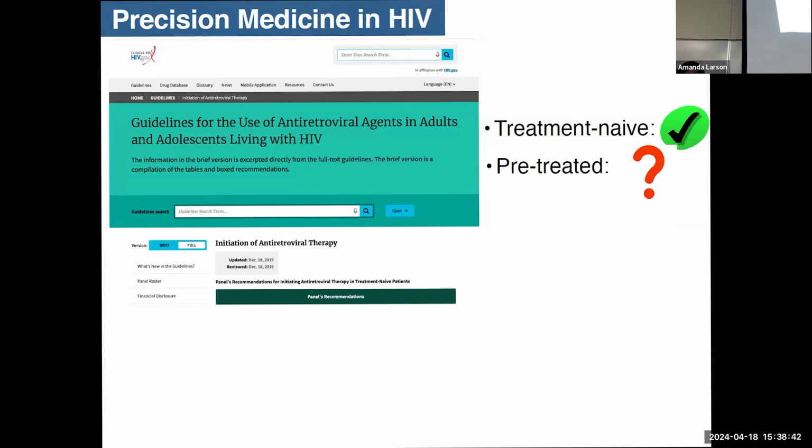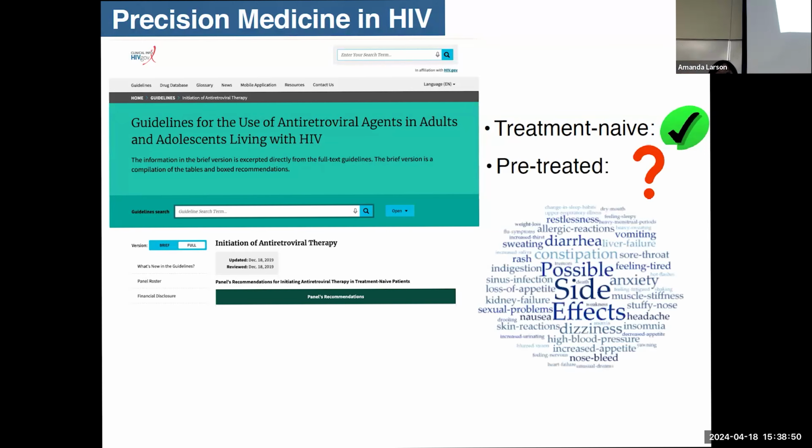And how can we assign them the optimal treatment? There's no consensus for assigning ART drugs for pre-treated people. And also, the guideline didn't consider possible side effects. So now people with HIV can live as long as normal people, with an average age over 70 years old. So now HIV is more like a chronic disease.